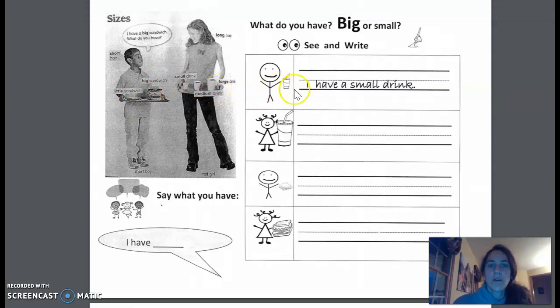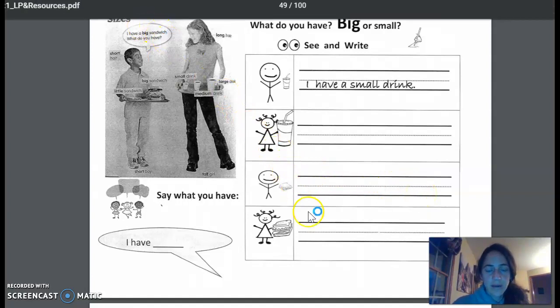Here we write, I have a small drink. This one, I have a big drink. This is my sandwich. I have a small sandwich. And your word sandwich is right here. Is this sandwich big or small?